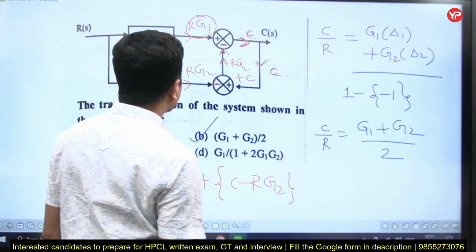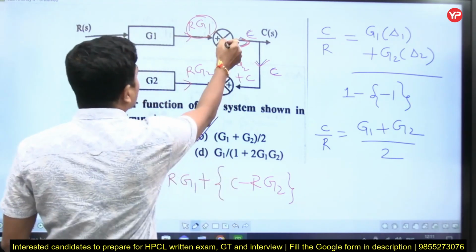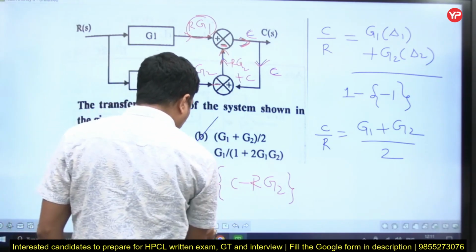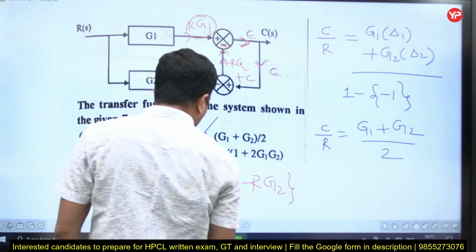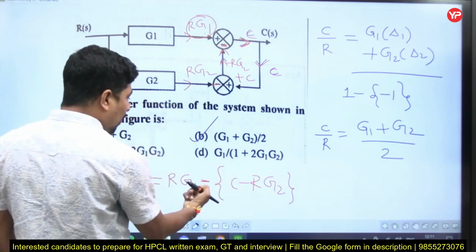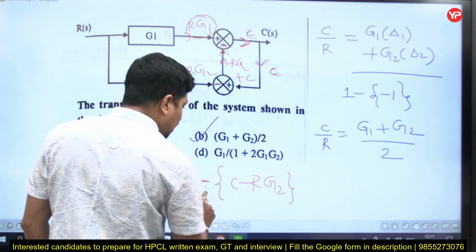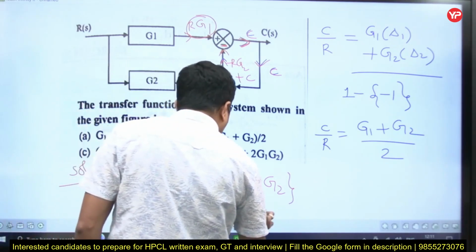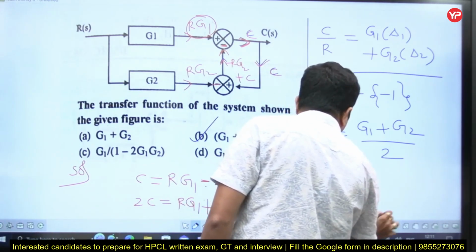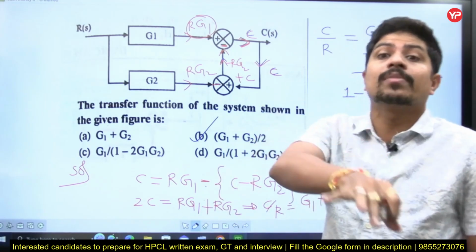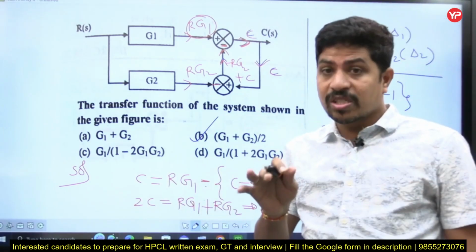Somewhere we made a mistake with the plus and minus. Yes, this is minus. Here I wrote plus. That is what I was wondering, why I am not getting the required answer. Yes, this is minus here, minus (C minus R G2). So minus of minus C, this will become 2C. 2C is equal to R G1 plus R G2, that implies C by R is equal to (G1 plus G2) by 2. In both the ways you have to get the same answer, otherwise one of your answers is wrong. Maybe sometimes both the answers are wrong if you are not following the procedure carefully, right?